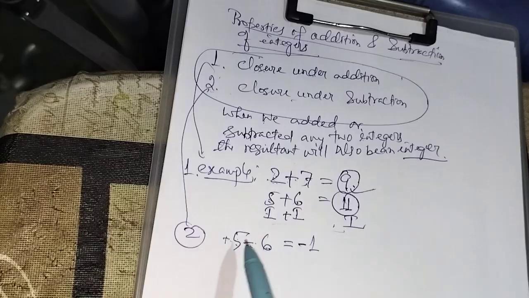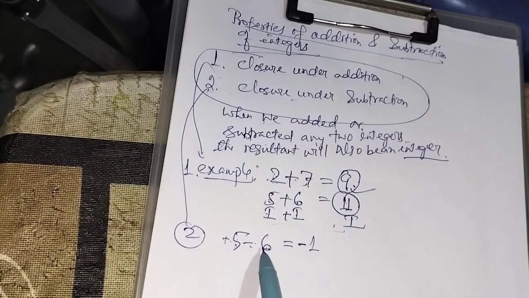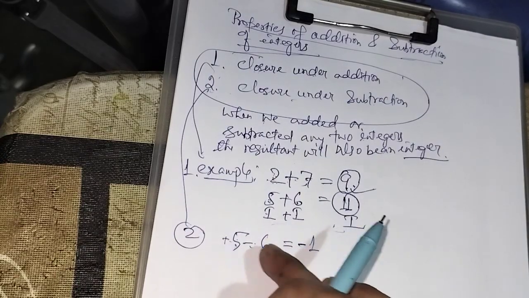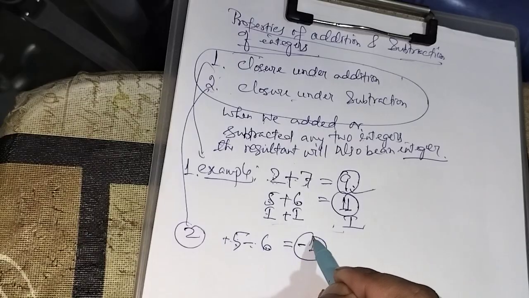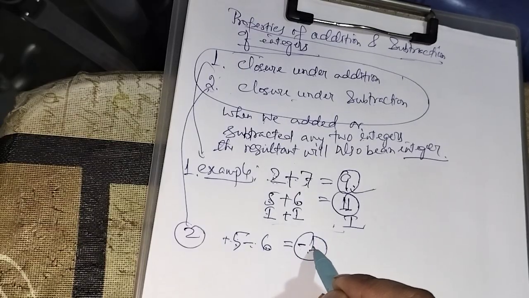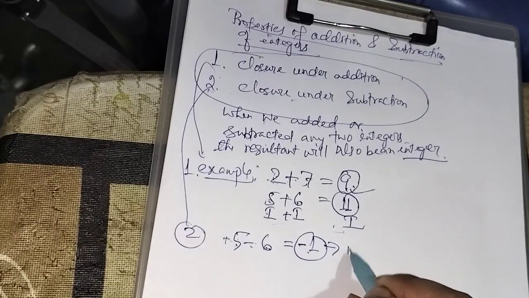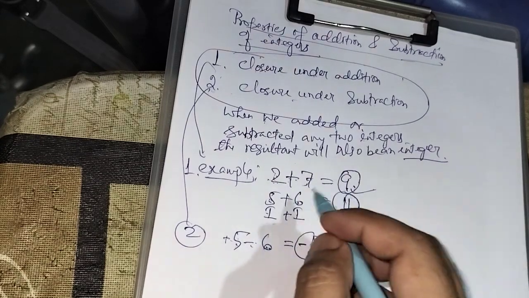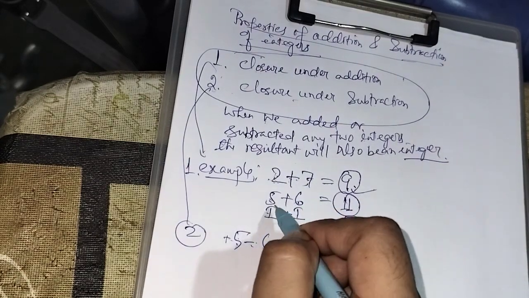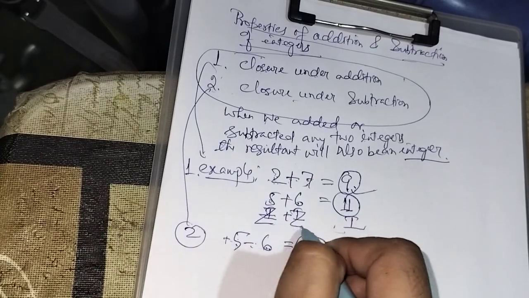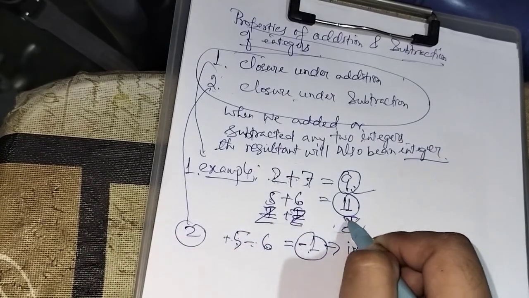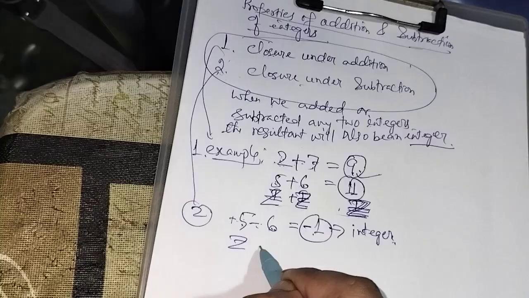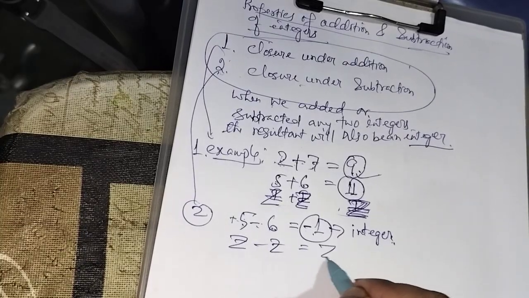Now see, 5 is an integer, 6 is also an integer. So when I subtract these two integers, the result I got is minus 1. Minus 1 is also an integer. Actually, integers we denote by Z, capital letter Z, not I. Z minus Z, we also get Z.